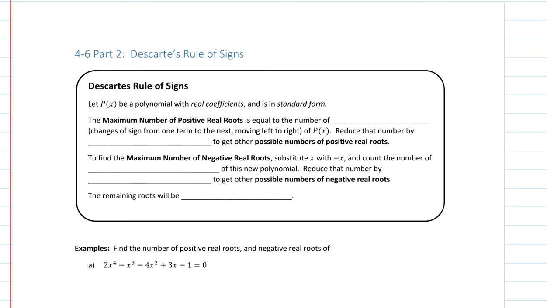Welcome to part 2 of section 4.6 for Math 3. We're looking at Descartes' rule of signs. Just so you know, Rene Descartes was a mathematician who did, well, lots of things. But if you've ever heard of the words Cartesian coordinates, that's named after him.